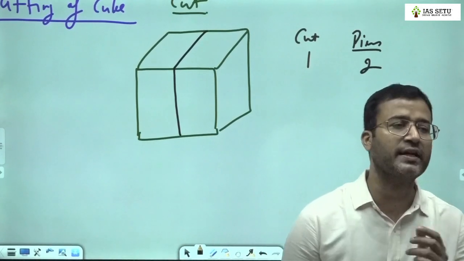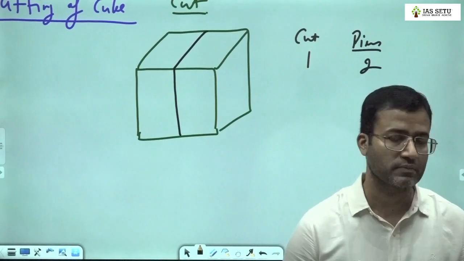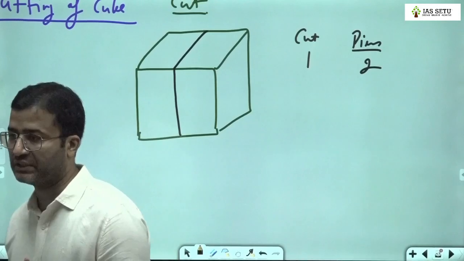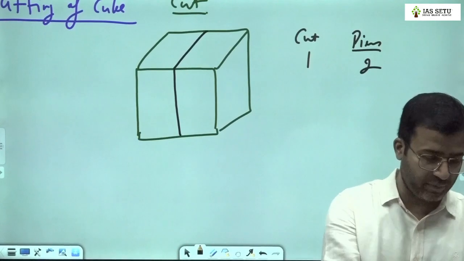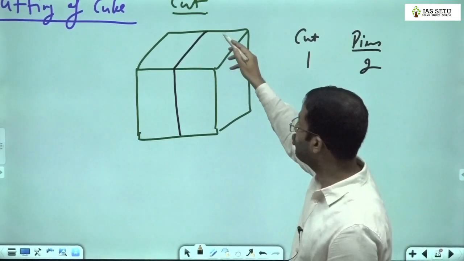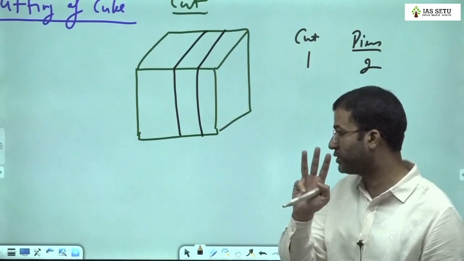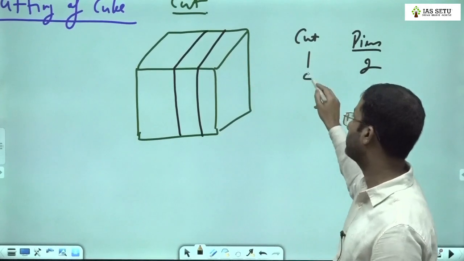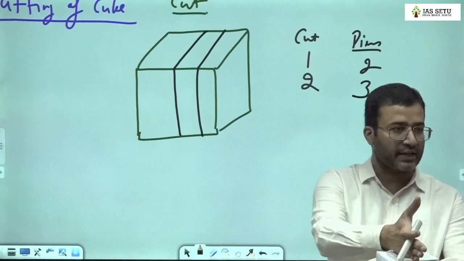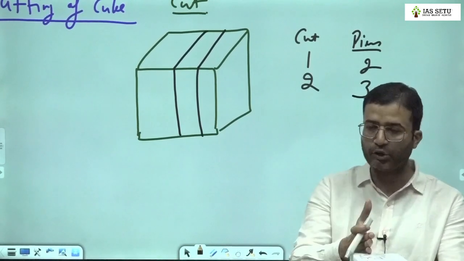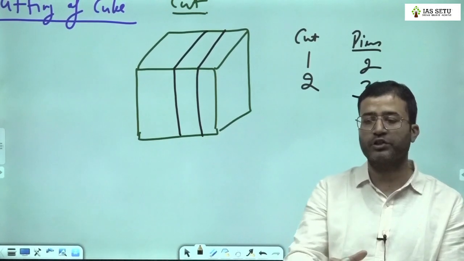Now tell me, if I make 2 cuts, then how many pieces? 3 or 4? See, I told you I'm using one axis first. It depends on the axis. If I make 2 cuts on the same axis, cut number 1, cut number 2, the number of pieces will not be 4, the number of pieces will be 3. If on one axis you are taking your knife and running it in this same orientation, 1 cut gives you 2 pieces, 2 cuts give you 3 pieces.